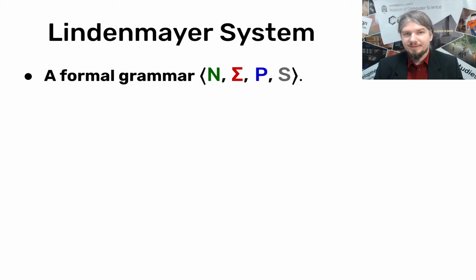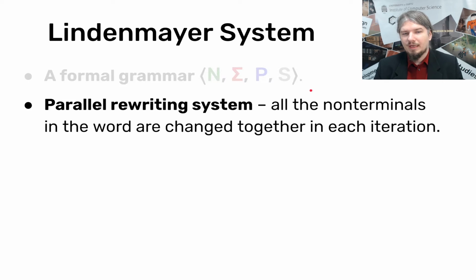So, Lindenmayer systems. They're a formal grammar, so with Lindenmayer systems we also define these sets, but they're also a parallel rewriting system. All the non-terminals in the word are changed together in each iteration. So previously we just picked one non-terminal symbol and then picked a rule to apply.